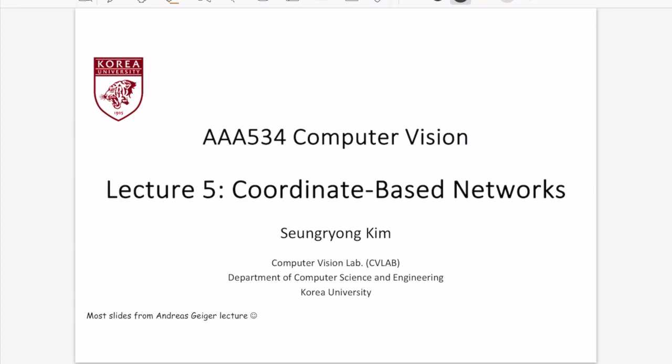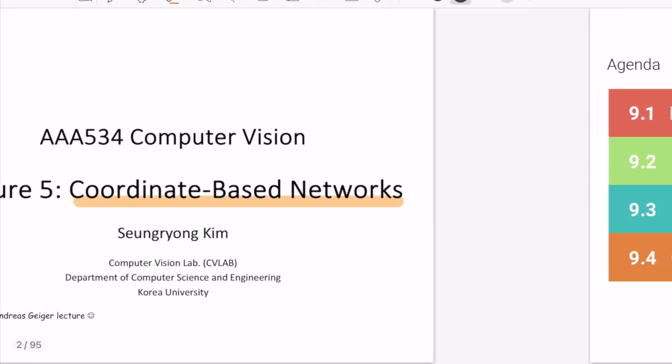Right, so let's get started. This is lecture 5. The title of this lecture note was coordinate-based neural networks. This is about the implicit function for representing the 3D field. Compared to the previous lecture note, which covered point cloud representation or dense depth representation, from now we will talk about how to represent the 3D field with a neural network.